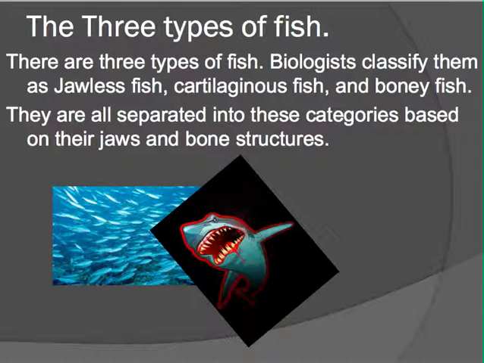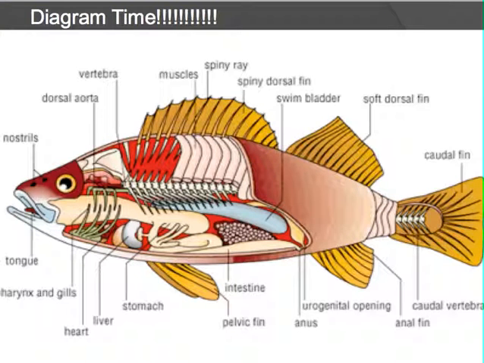There are three types of fish. Biologists classify them as jawless fish, cartilaginous fish, and bony fish. Now, I will not be covering jawless fish because I couldn't find anything on them. They're separated into these categories based on their jaw and bone structure. So here's a little diagram. I'll let you take a look at that.